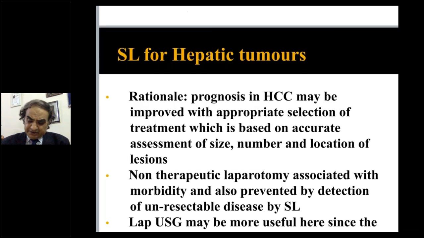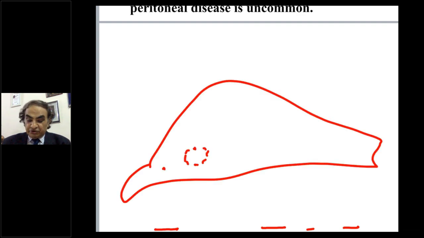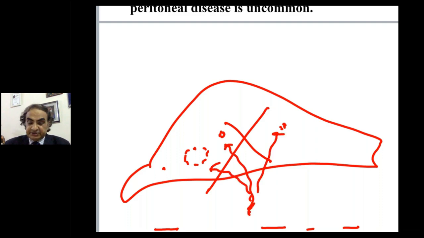You can see that laparoscopic ultrasound may be more useful here, since peritoneal disease is uncommon. So what is common? We look for metastasis here. Add ultrasound, you find one here. Add ultrasound, you may find one here. So what is resectable becomes non-resectable. Then your treatment will be palliation anyway, which is surgery for colorectal cancer, but you won't touch the liver. Or you can adopt embolization, which is what will be guided by this. Or if it is a primary tumor, right?